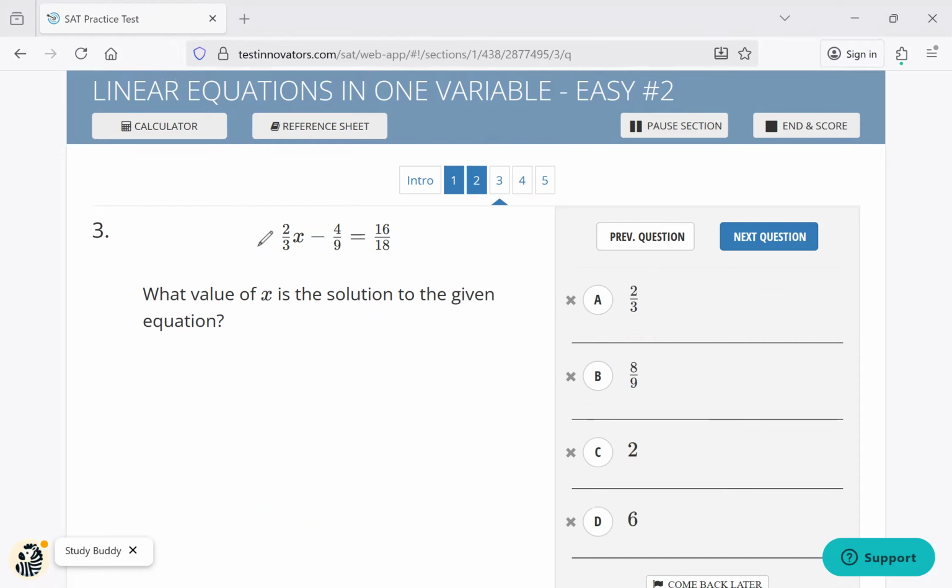So you could test each value, right? And if the left side equals the right, that works. But let's just do this from scratch. First, what I do is get rid of the denominator by multiplying all sides by the LCD. But first, if this 2/3 x confuses you, did you know you could put the x in the numerator? So this is the same thing as 2x over 3.